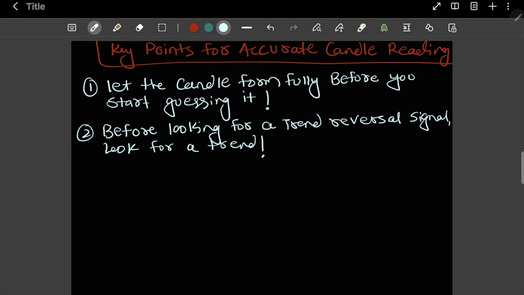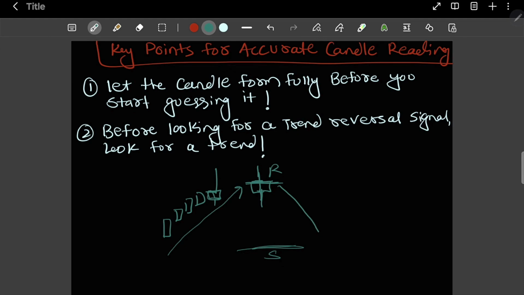So the second point is, before looking for a trend reversal signal, look for a trend first. For example, if the price is going up and any reversal candle forms in the middle, we should not consider it. Understand the trend first. The reversal candle should form somewhere at the resistance or support, and only then should you identify that this is the right candle for us to take a trend reversal trade.